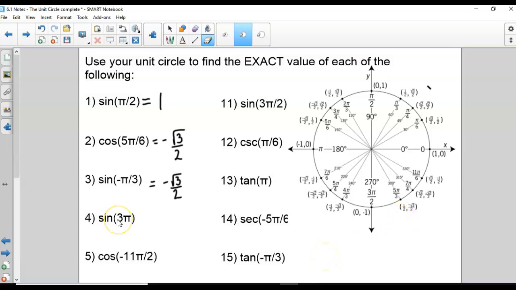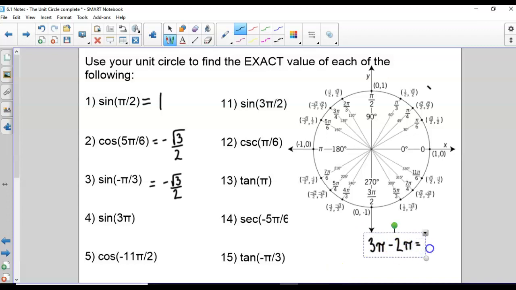Okay, next one is 3 pi. 3 pi is not on the unit circle. So you could do it algebraically, and you could think, well, 3 pi is too big, so I could subtract a full rotation, which is 2 pi, and that gives me 1 pi. So 1 pi is right here. Sine is the y coordinate, so I get 0.